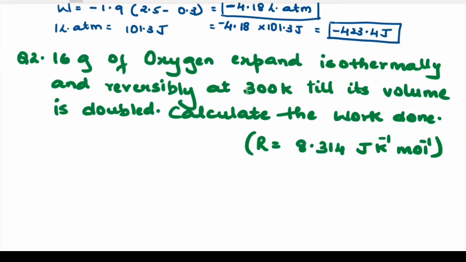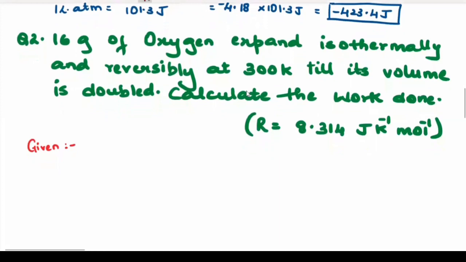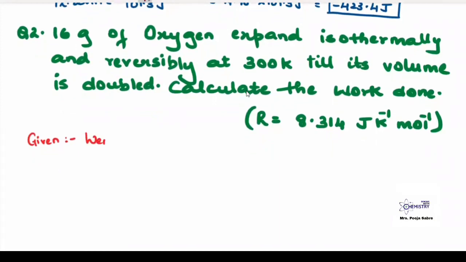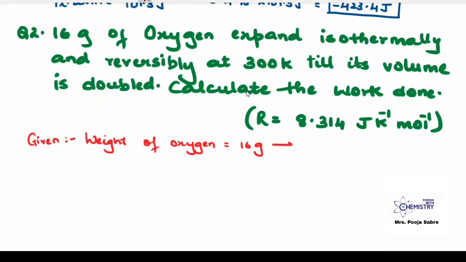The second question: 16 gram of oxygen expands isothermally and reversibly at 300 Kelvin till its volume is doubled. Calculate the work done. Now the given data is weight of oxygen. We have been given weight of oxygen, that is equal to 16 gram. Now from this 16 gram, I can simply calculate the number of moles. But first we need to convert the 16 grams into kg. So this can be written as 16 into 10 to the power minus 3 kg.